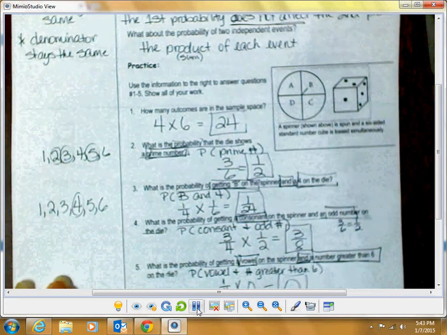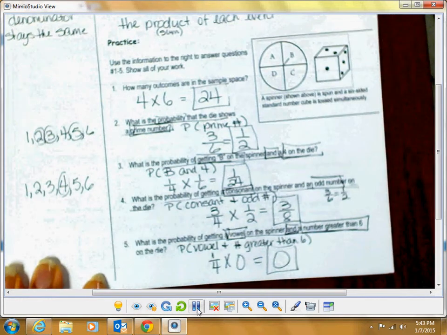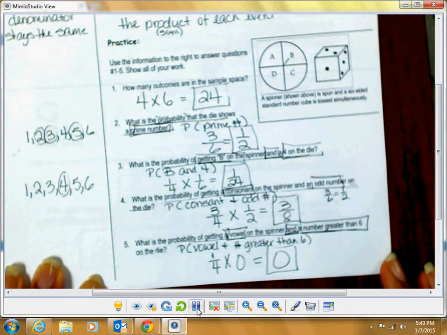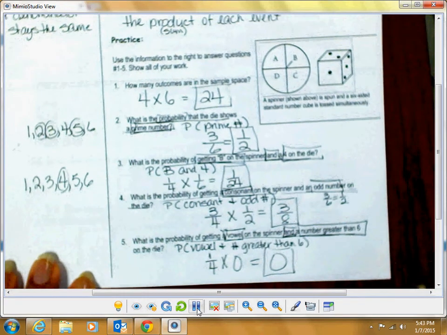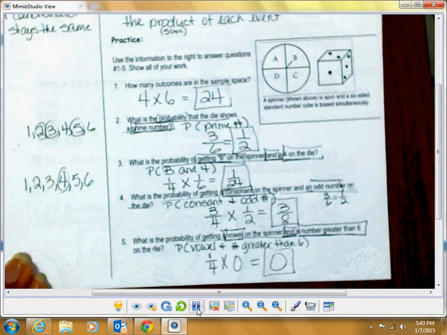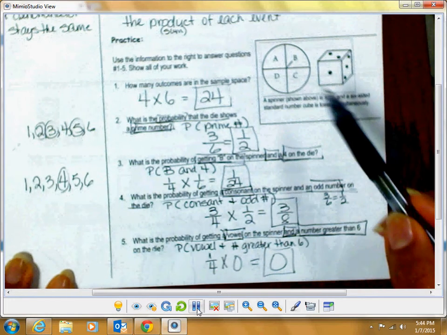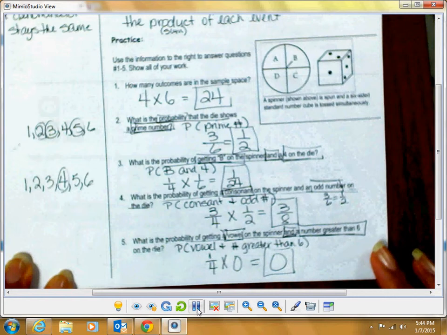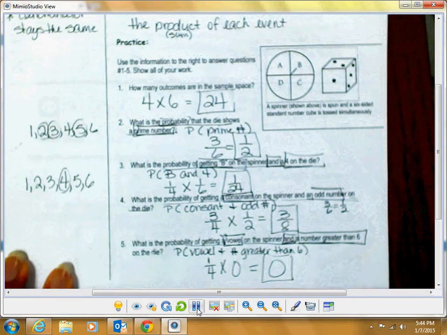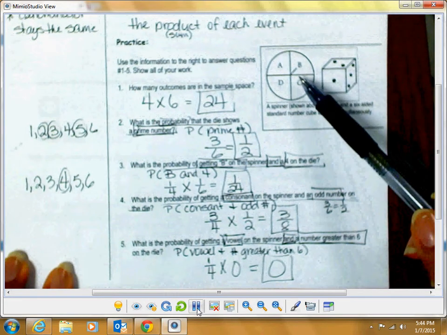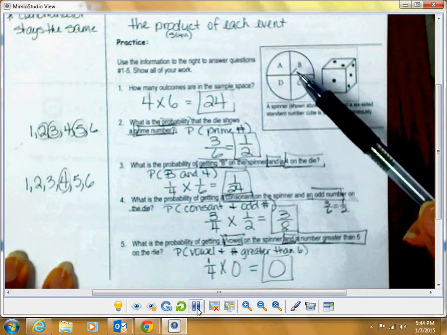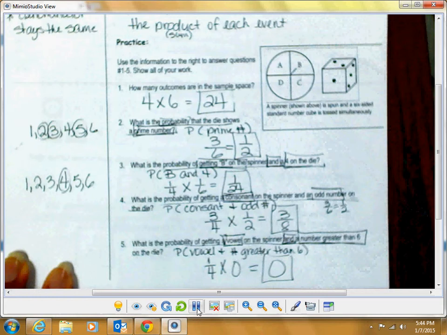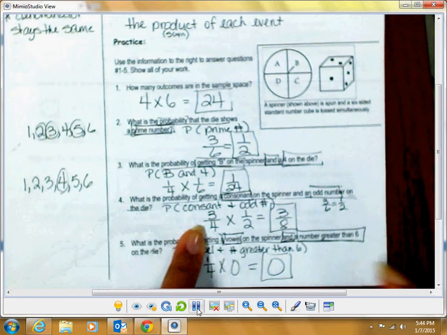Number 4, we want the probability of getting a consonant on the spinner and an odd number on the die. So when I look at the spinner, remember consonants are anything except A, E, I, O, or U. Since I have an A, that's a vowel. Take it out. So B, C, and D are your consonants. So there are 3 consonants out of the 4 letters. So that's where the 3/4 comes from.